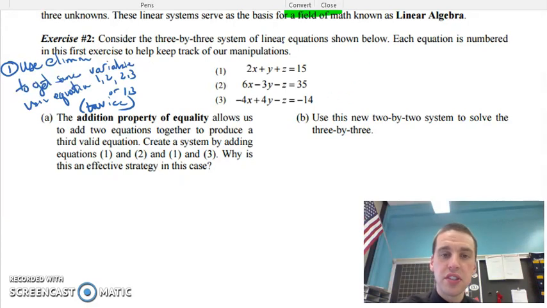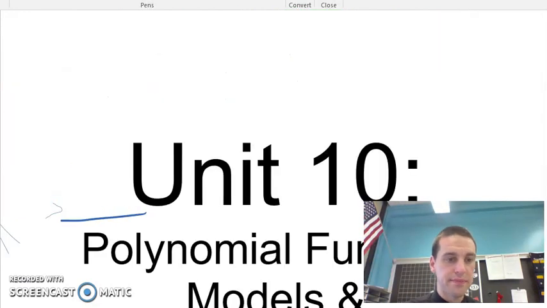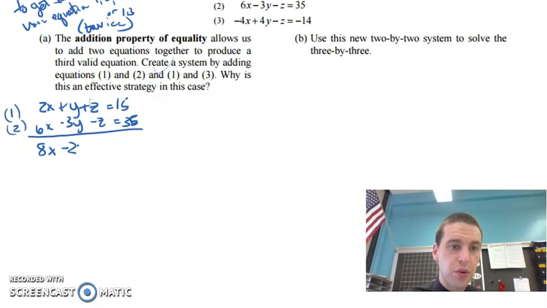Now this one's going to be a little easier because it is example 1. So we're going to create a system by adding equations 1 and 2. So 1 and 2. This is 2x plus y plus z equals 15, and 6x minus 3y minus z equals 35. Sorry. And as I said, I'm going to go through this fairly quickly, so you are more than welcome to pause it and see what I'm doing and slow it down.